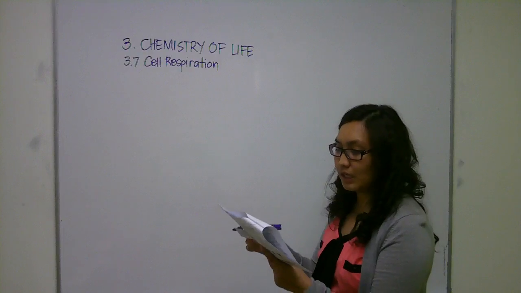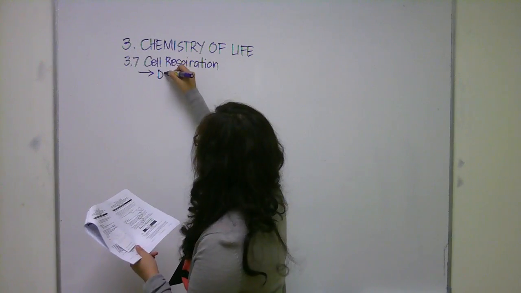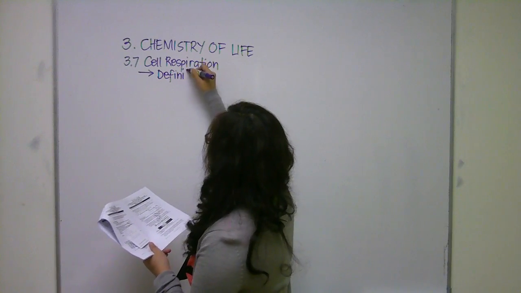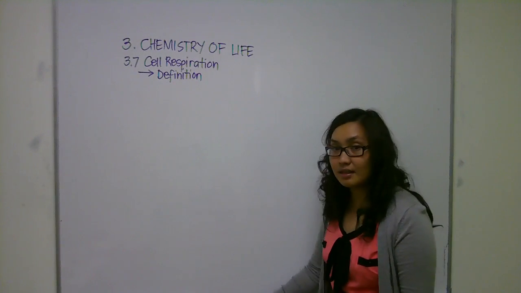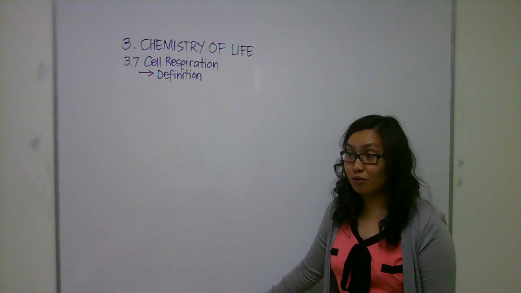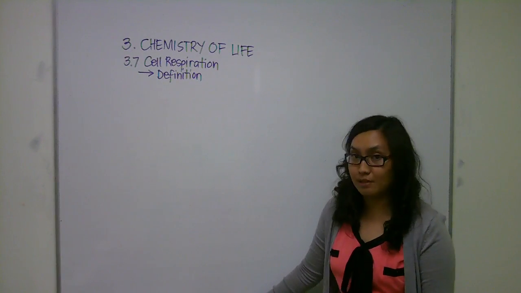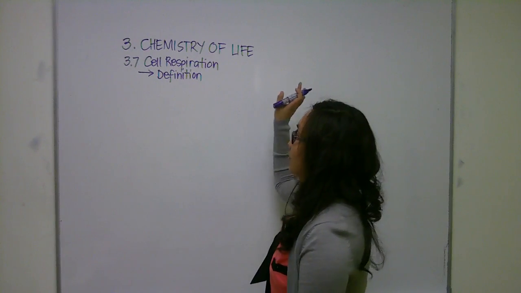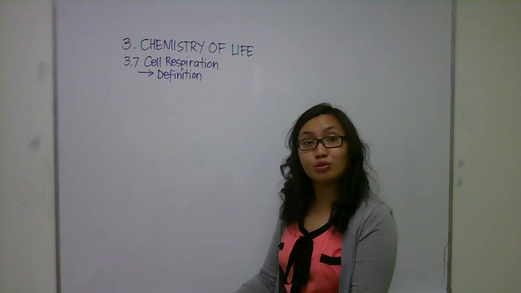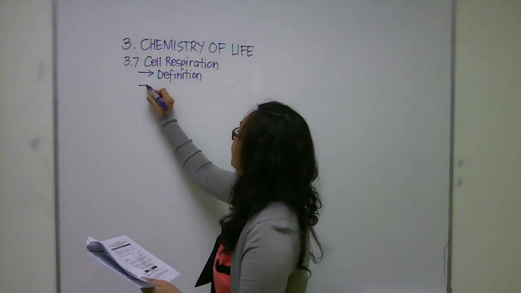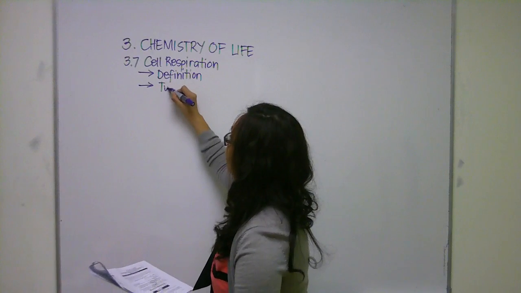Okay, so in cell respiration, of course, we have to include the definition. Cell respiration is the controlled release of energy by living cells using organic molecules such as glucose, producing the energy molecule called ATP. Since it is a controlled release of energy, cells can continuously produce energy. Right after writing down the definition, we can also include the types.